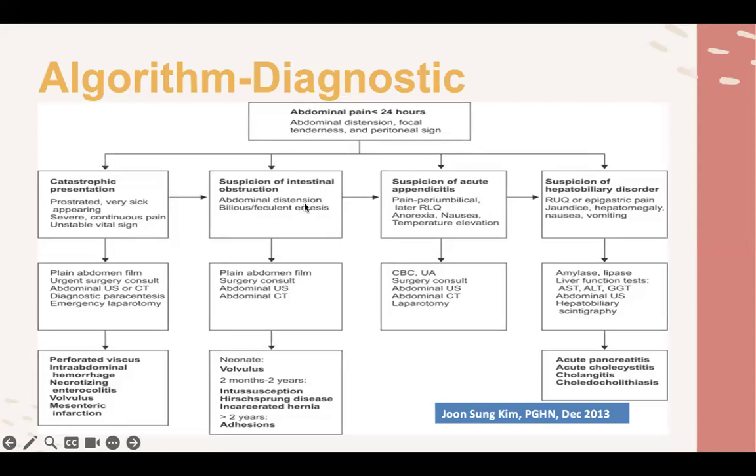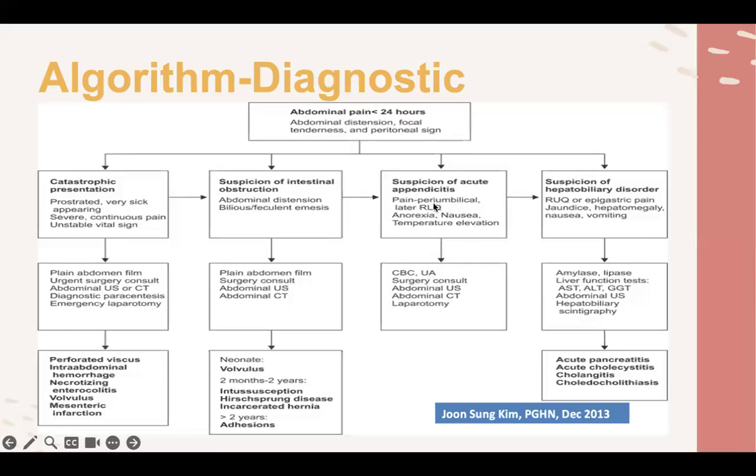When we are suspecting only intestinal obstruction, like bilious or feculent emesis, get a plain abdominal film along with surgical consultation and ultrasound abdomen. When intestinal obstruction is associated with severe shock, involve surgical consultation early in the course. If it is a neonate, it can be volvulus. From 2 months to 2 years in toddlers, it can be intussusception, Hirschsprung disease, or incarcerated hernia. In older children, it can be adhesions with a history of previous surgeries.